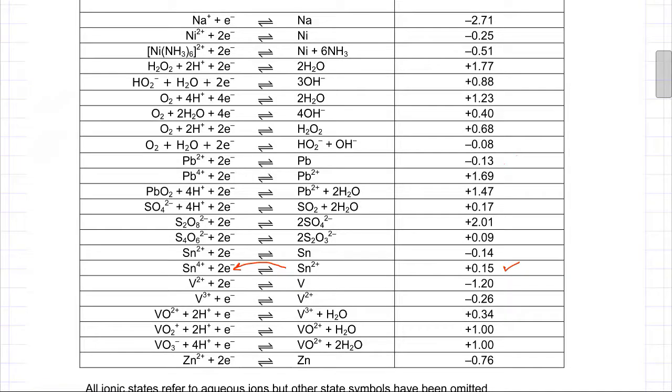In the next part of the question, we have to construct an ionic equation for the oxidation of SnCl2. SnCl2 has Sn2+ ions, so we're talking about the oxidation of Sn2+ ions, and we need to find an electrode potential for that. If I look at the data booklet, there's only one electrode in which Sn2+ is losing electrons. It's this one over here, and the E naught for this electrode is given as 0.15 volts.